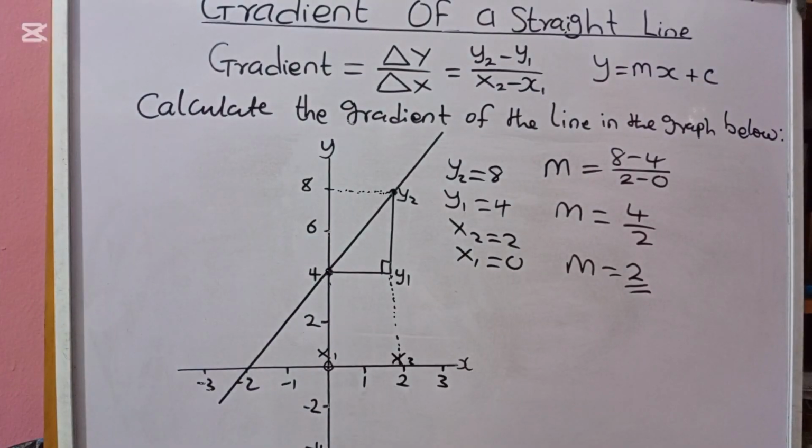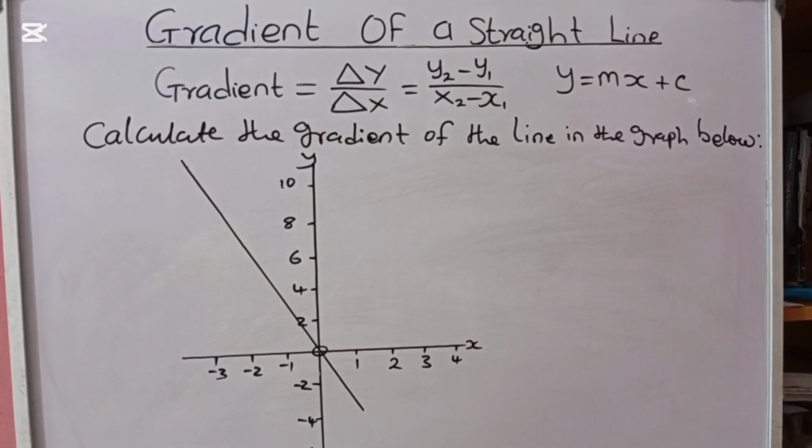So this is exactly how to determine the gradient of a line. As you can see from this particular question, this is what we call positive gradient. Let's take some other examples.